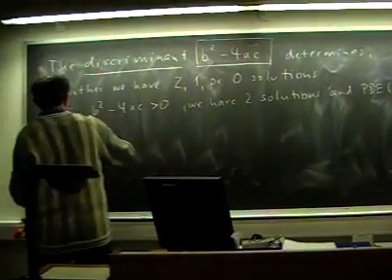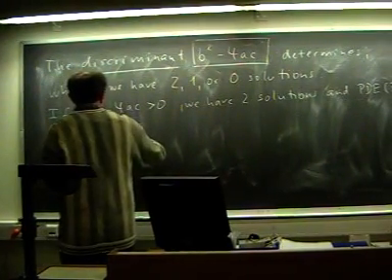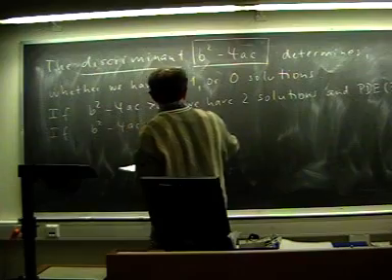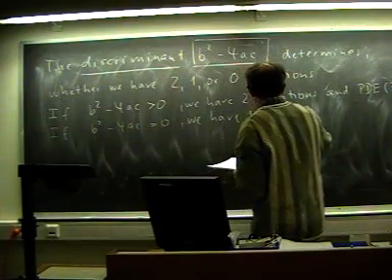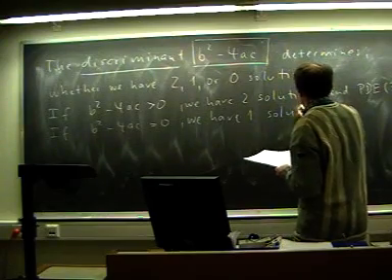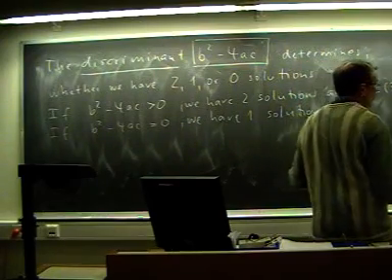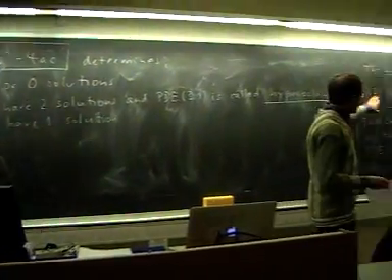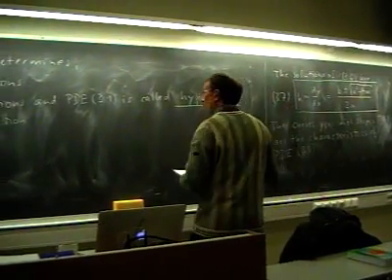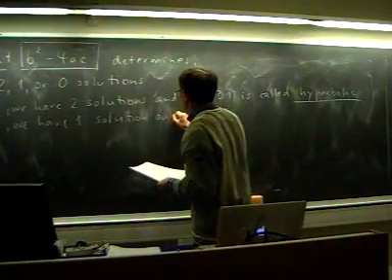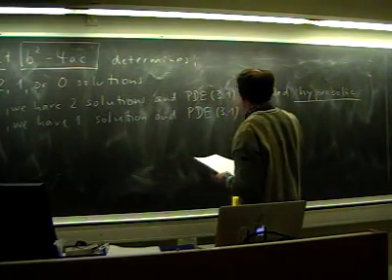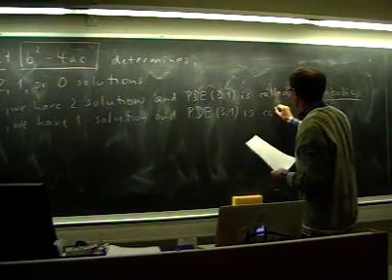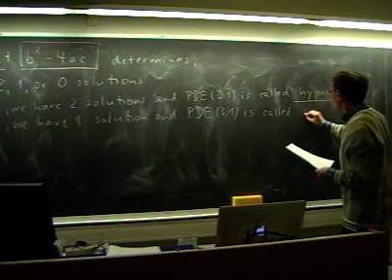If the discriminant is equal to 0, we have one solution. We'll discuss the solution here for h. And then the PDE 3.1 is called parabolic.